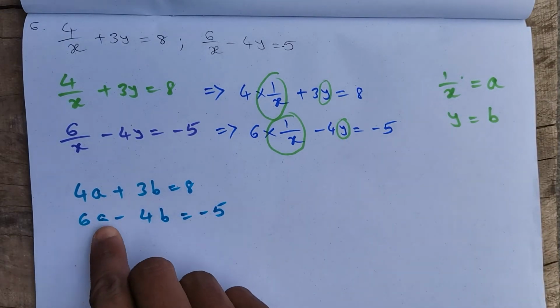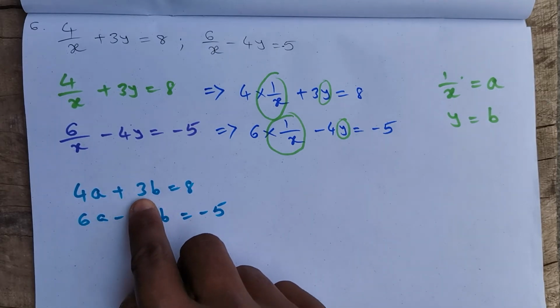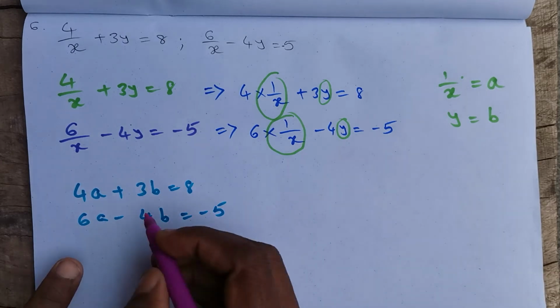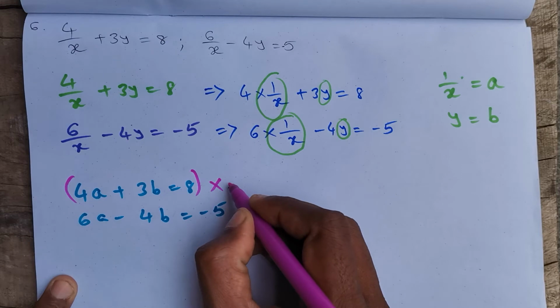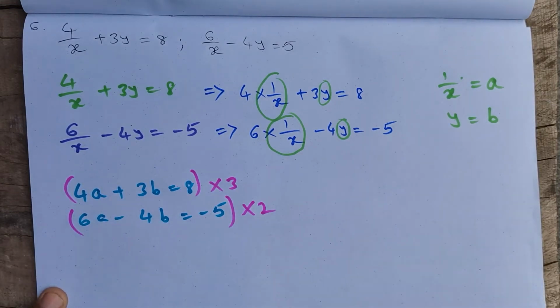Now the a coefficients are different. Here it is 4, here it is 6. Here the b coefficients are also different. Here it is 3, here it is minus 4. So first our duty is making the coefficients equal. For that, I will multiply the first equation by 3, and then the second equation by 2. So let us check what we will get then.